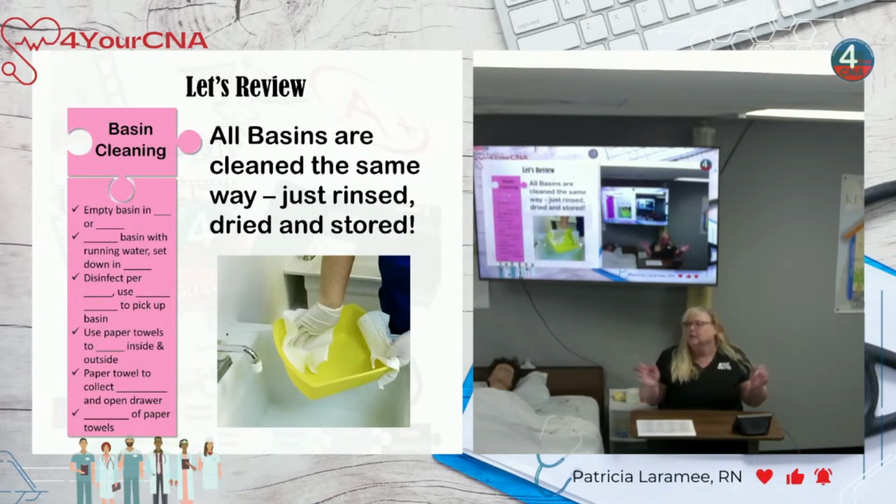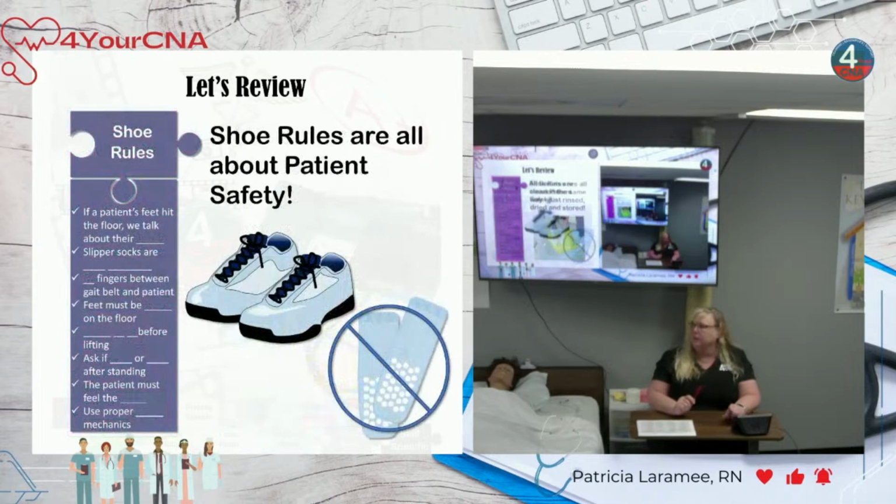That's it. No feces or urine, and that just makes sense. Rinse it, dry it, store it. I want you to use this method because if you do have to disinfect, you've got to know how to do that. I mean, how do you disinfect? So this process allows you to disinfect. But for the test, rinse, dry, store.